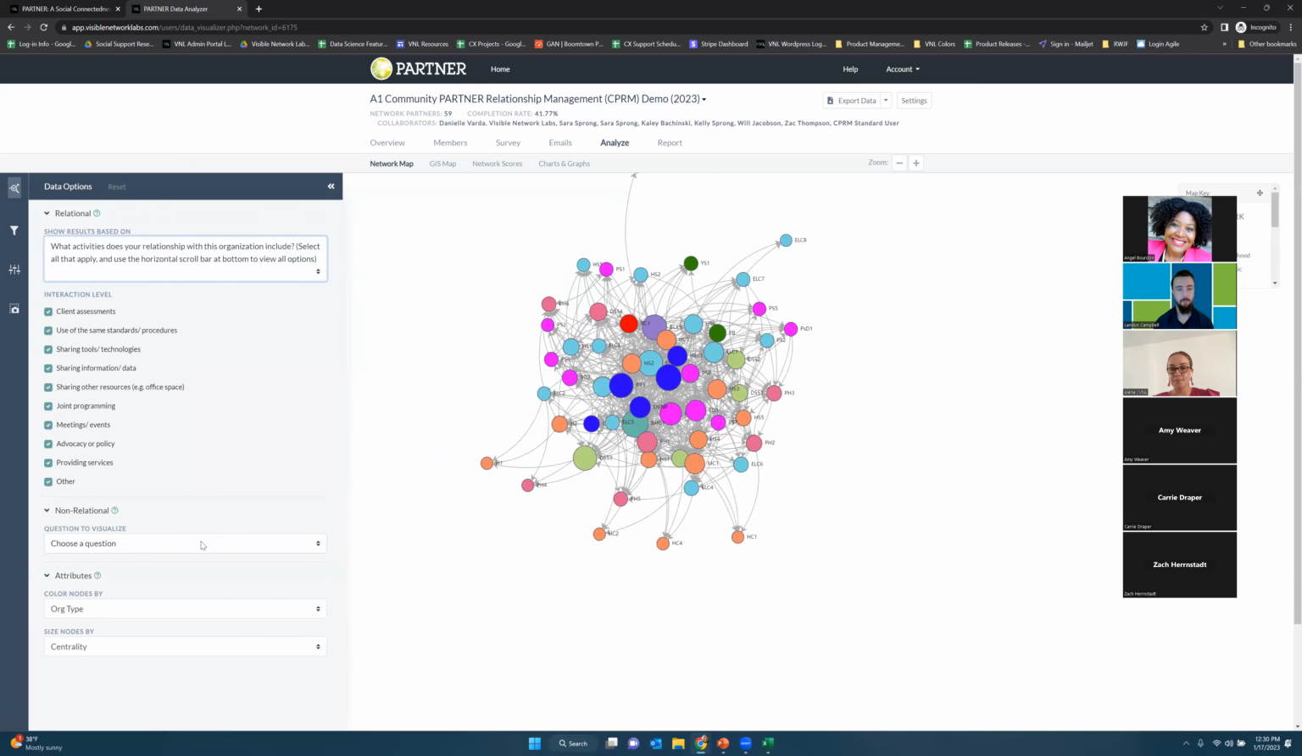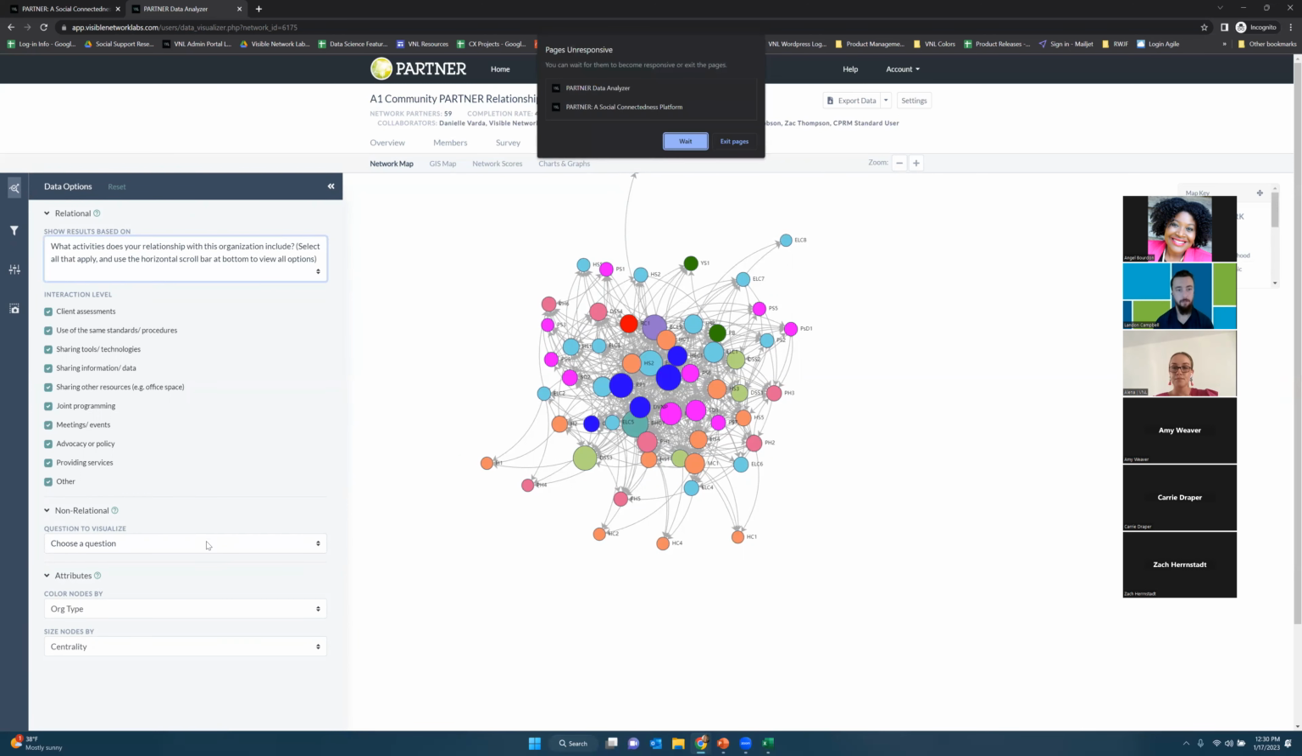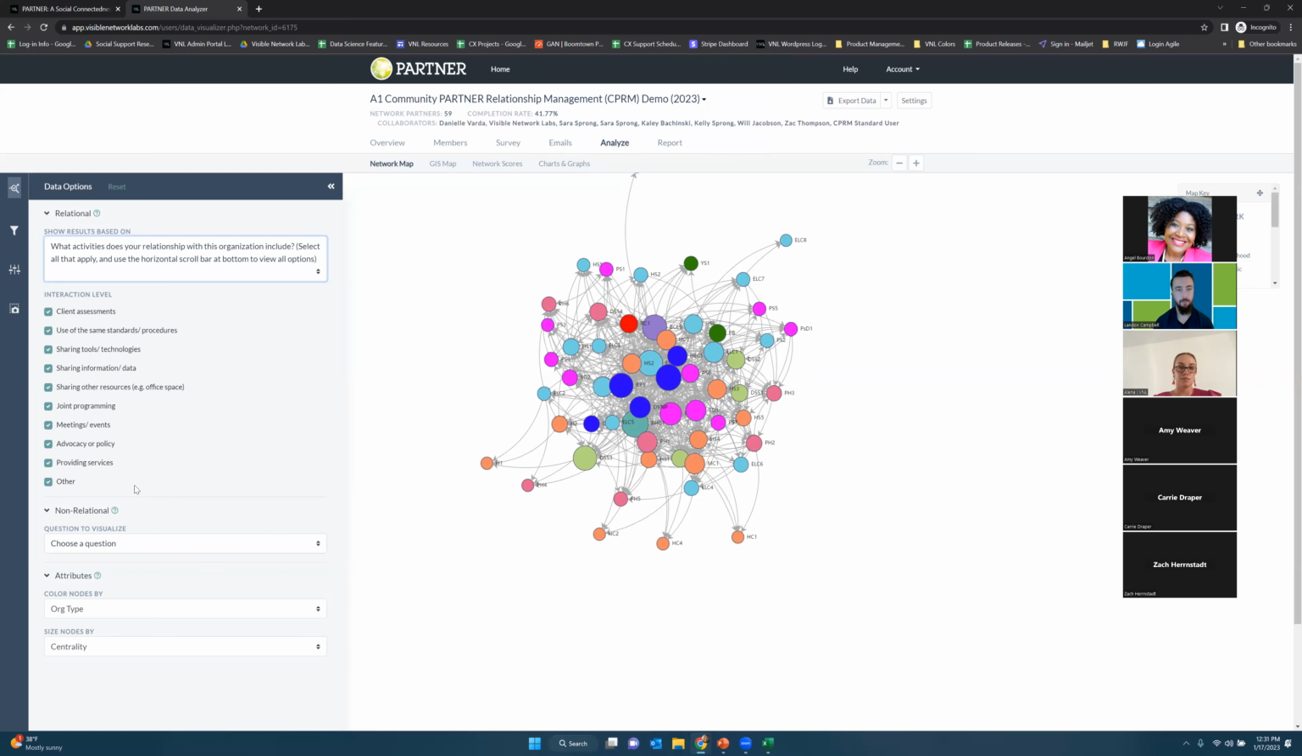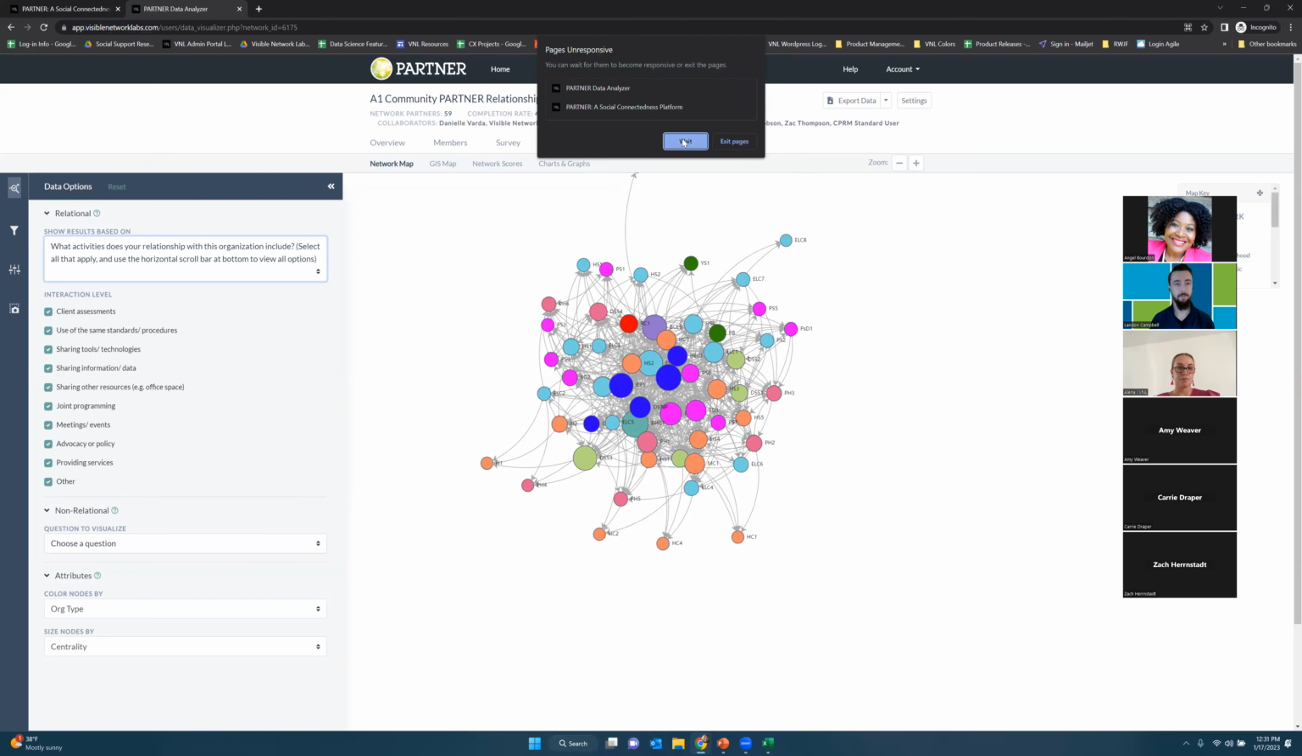You can also choose to see a non-relational question. So any of those questions that were single choice or multiple choice, you can also choose to visualize that on top of this. And what's interesting is I had this all put up before, and then I went into the GIS. I think it's that GIS.